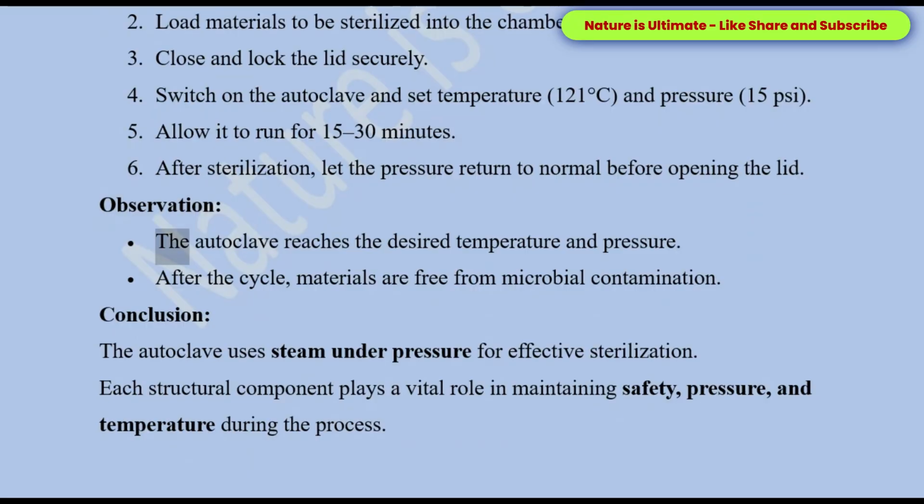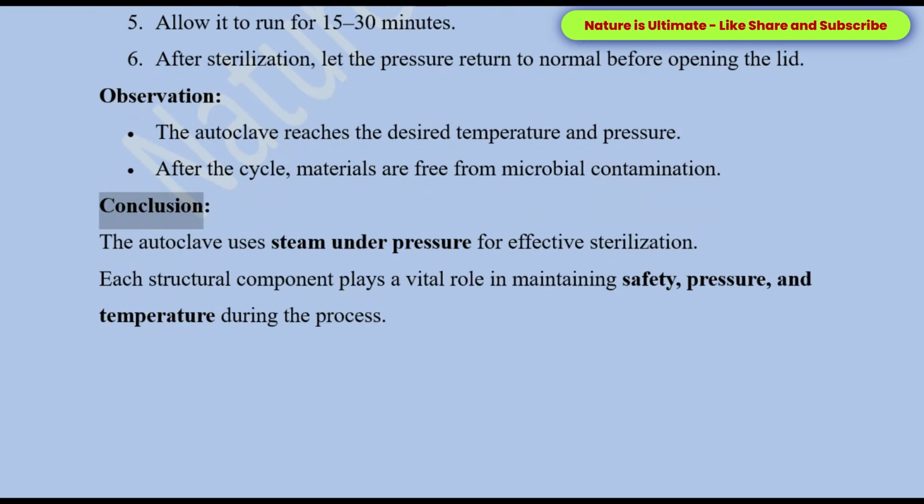Observation: The autoclave reaches the desired temperature and pressure. After the cycle, materials are free from microbial contamination. Conclusion: The autoclave uses steam under pressure for effective sterilization. Each structural component plays a vital role in maintaining safety, pressure, and temperature during the process.